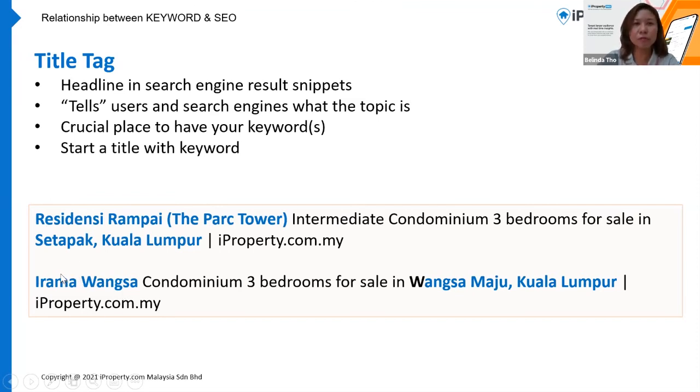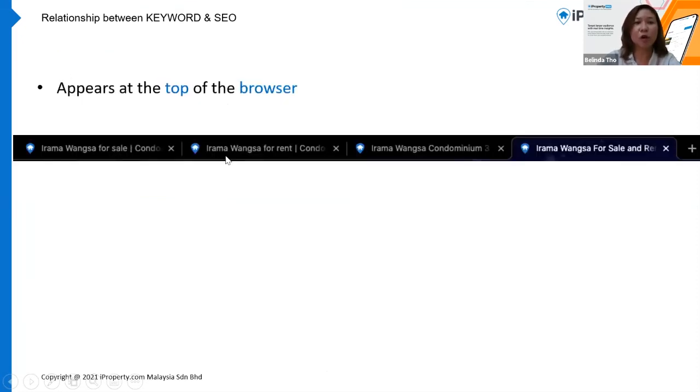So as long as your keyword appears in the title itself, then when consumers are doing their research and open up many tabs, looking at the title snippet, I roughly know, oh, this tab, this advertisement is relevant to Irama Wangsa for sale. This one is Irama Wangsa for rent. This one is Irama Wangsa for condominium 3, and so on. Then this one is Irama Wangsa for sale and rent.